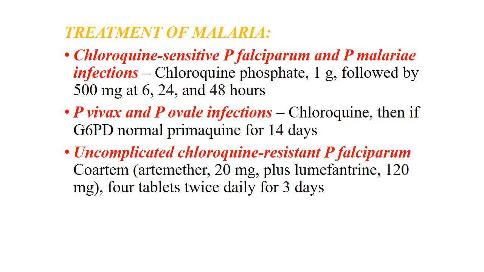for chloroquine-sensitive Plasmodium falciparum and Plasmodium malariae infections, chloroquine phosphate 1 gram followed by 500 milligram at 6, 24 and 48 hours should be given. For Plasmodium vivax and Plasmodium ovale infections, chloroquine, then if glucose-6-phosphate dehydrogenase is normal, that is, if there is no deficiency, primaquine can be given for 14 days.